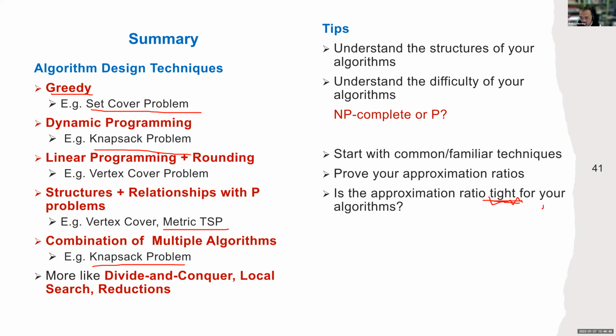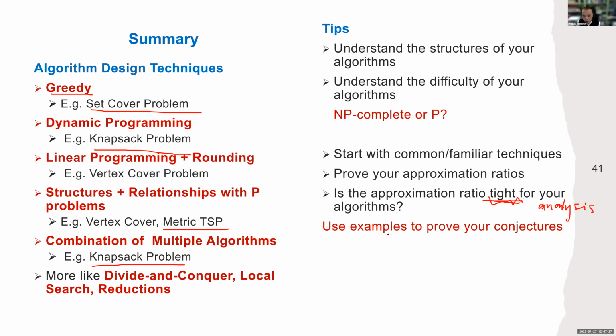This tight is for analysis. For the same algorithm, is your analysis the best? Is your analysis tight? Did you try your best to prove the approximation ratio? So this is tightness of your analysis. In order to show tightness, you only need to provide examples. You say, there is one example where the ratio is just this value and cannot be better. That means you already exhausted the power of your algorithm. It's not possible to be even better.